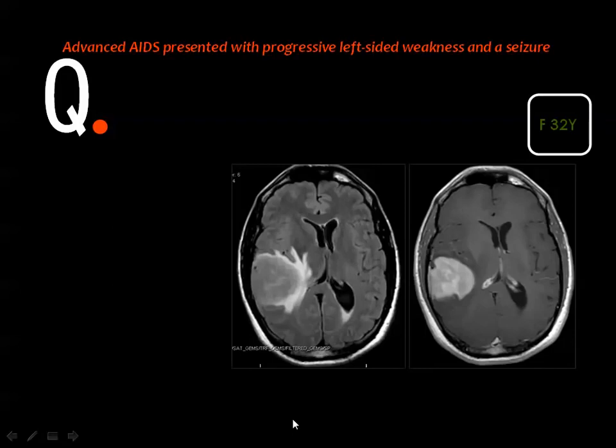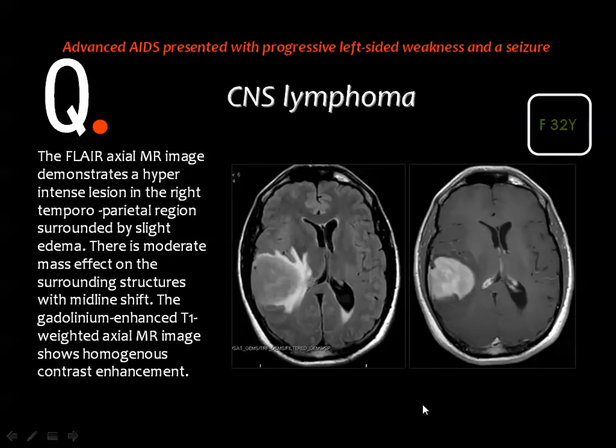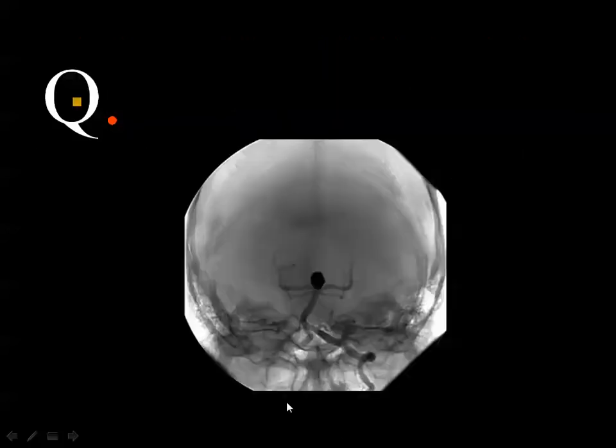Okay. This patient, 32 years old, with AIDS. Okay. And this is FLAIR, and this is T1 post contrast. You got a homogeneously enhanced lesion in the right temporoparietal area, and this is lymphoma because of the history. You know that the two main lesions discovered in the brain of an AIDS patient are lymphoma and toxoplasmosis.